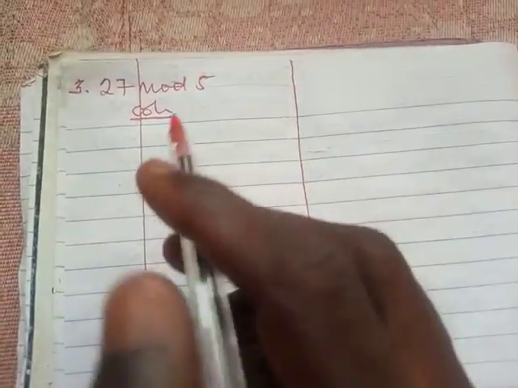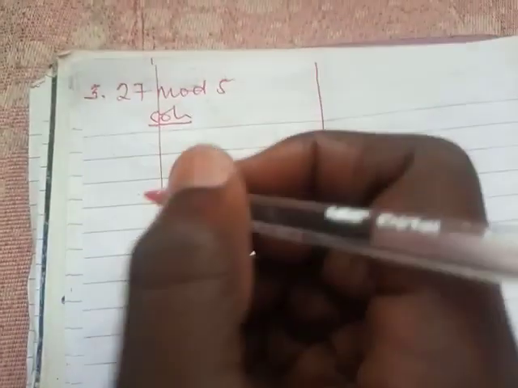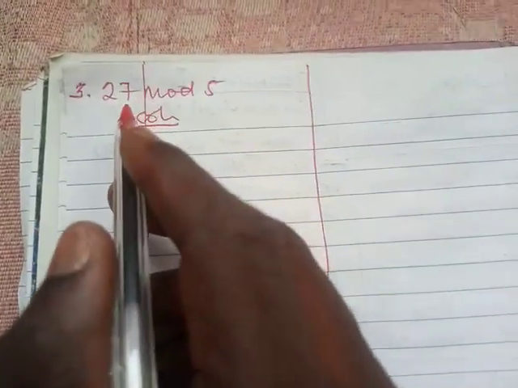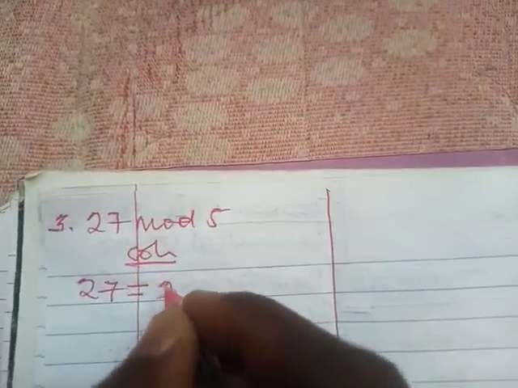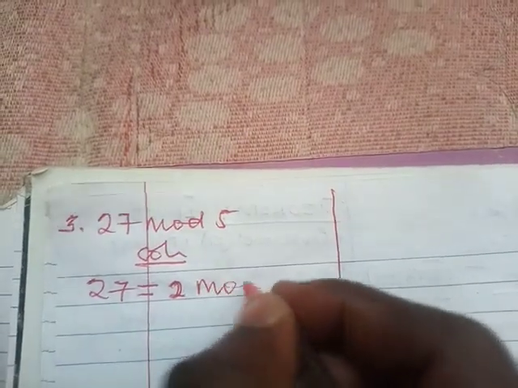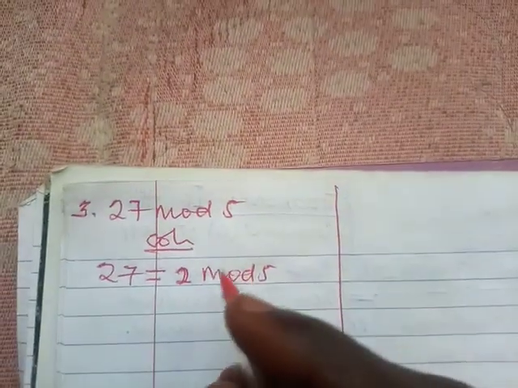Now our next example is 27 mod 5. 5 goes into 27 5 times, remainder 2. So 27 mod 5 becomes 27 is equal to the remainder 2 mod 5.